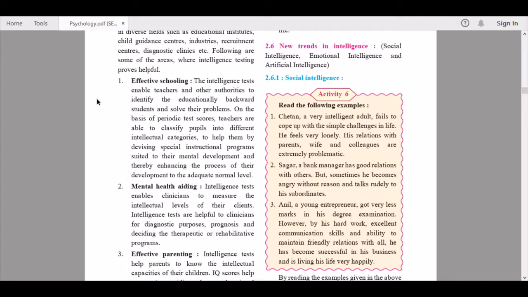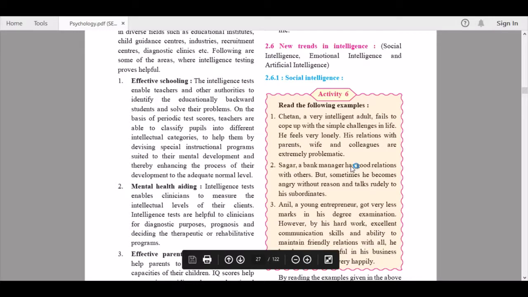The intelligence tests enable teachers and other authorities to identify the educationally backward students and solve their problems. On the basis of periodic test scores, teachers are able to classify pupils into different intellectual categories to help them by devising special instructional programs suited to their mental development and thereby enhancing the process of their development to the adequate normal. Here we start with mental health aiding.